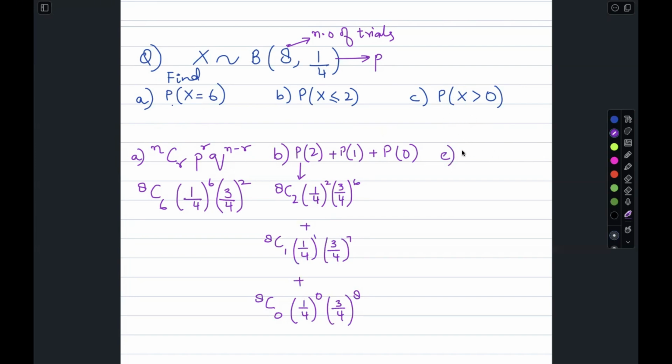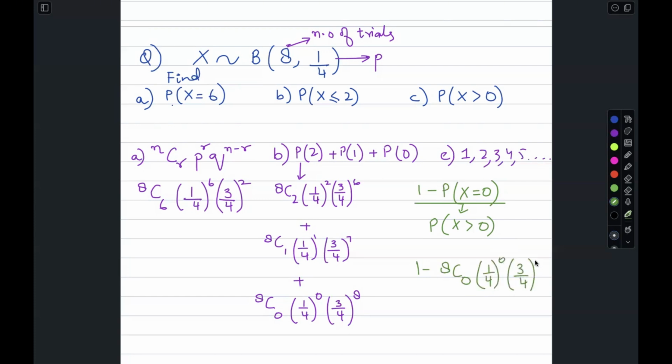Now, X greater than 0 would mean X can take the values 1, 2, 3, 4, 5, 6, 7, and 8. So we can find all of these probabilities and add them up, or we can do it the other way around, which is simpler. We can just find the probability of X equals 0 and then subtract it from the total probability, which is 1. And this will be equal to the probability of X greater than 0. In the previous part, we already wrote down how to find the probability when X equals 0. So we can simply write it as 1 minus 8C0, 1 upon 4 to the power 0, and 3 upon 4 to the power 8.